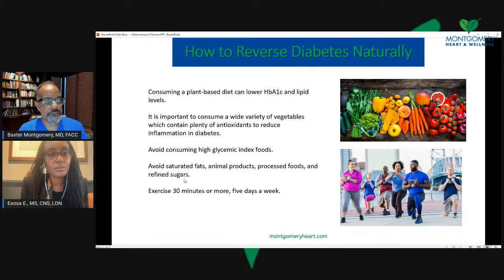And exercise is very important. Exercise increases insulin receptor activity and decreases insulin resistance. And so exercise is very important. It has other metabolic benefits, detox, sweating, increased core temperature, and the like.